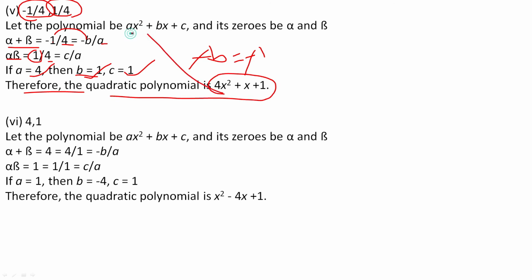Instead of a you put the value 4, b you put the value 1 and c you put 1. So you will get the standard form of the quadratic equation. The same way you can do the sixth sum also.